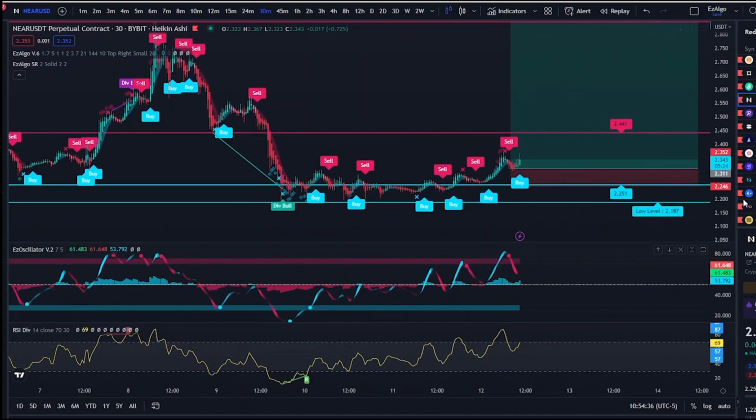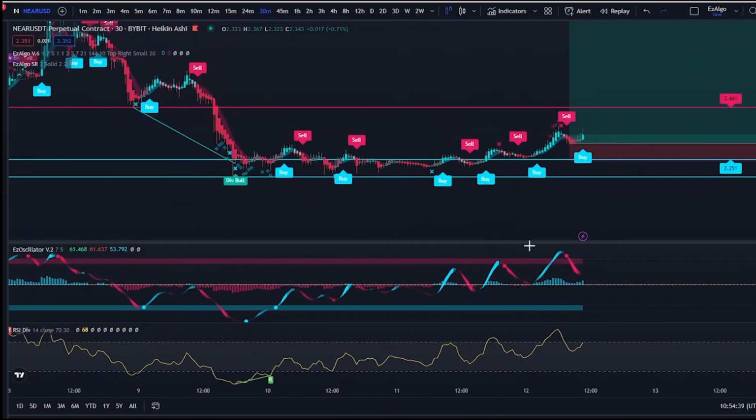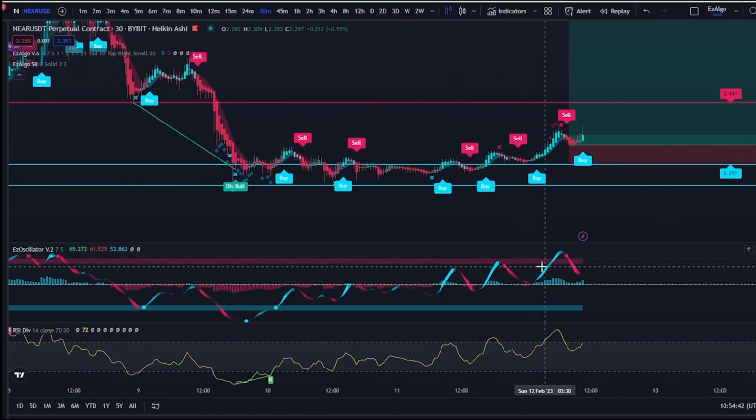And you could also use the Easy Oscillator. When the Easy Oscillator is in these overbought and oversold zones, you can actually use that as your take profit. So anytime that the oscillator comes into this overbought zone and you get that red sell dot, that's not a bad time to take profit.